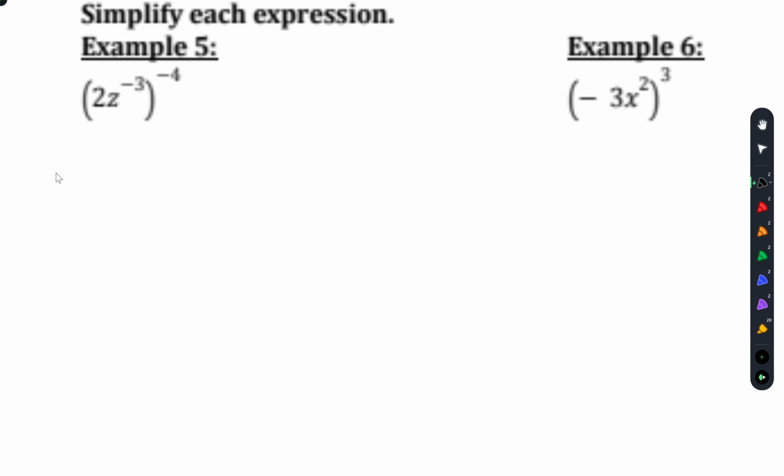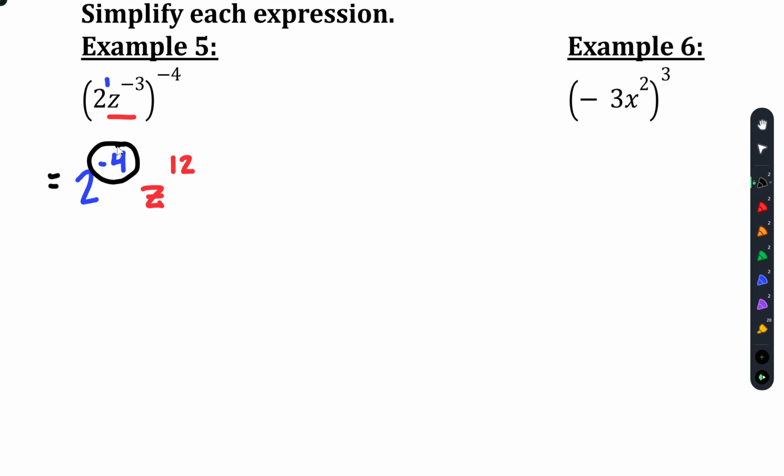I'm going to take the 2 and put it on the bottom because I have a negative exponent. Z to the 12th stays up at the top. 2 to the positive 4th goes to the bottom. Is that simplified? What do I still have to do to it?